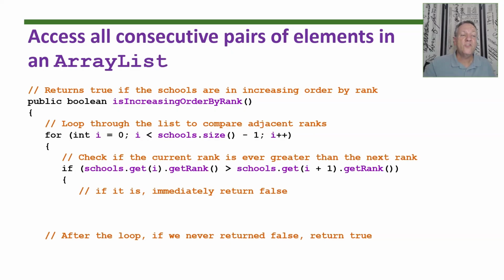All right, so let's check to see if the current rank, schools.get(i).getRank(), is ever greater than the next rank, which is schools.get(i + 1).getRank(). And that's going to get the rank of the school that we're currently at, as well as the one right after it. If the current school is greater than the one right after it, that's not a good situation. That means they're out of order. So I'm going to immediately return false. I found a situation where the schools are out of order. I don't need to search the rest of them.